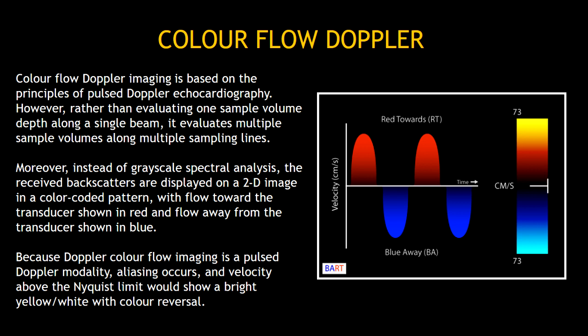Color flow Doppler imaging is based on the principles of pulse Doppler echocardiography. However, rather than evaluating one sample volume depth along a single beam, it evaluates multiple sample volumes along multiple sampling lines. Because Doppler color flow imaging is a pulse Doppler modality, aliasing occurs, and velocity above the Nyquist limit will show a bright yellow-white with color reversal.